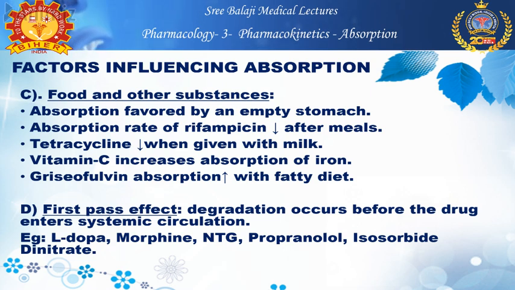Some drugs have gone through enterohepatic circulation and are reabsorbed. Some drugs are degraded by the liver in the first initial absorption itself. So the amount of drug absorbed into systemic circulation is less. Some drugs which follow the enterohepatic circulation will have a prolonged duration of action. The examples are levodopa, morphine, NTG, propranolol, isosorbide dinitrate, which follow first pass effect.